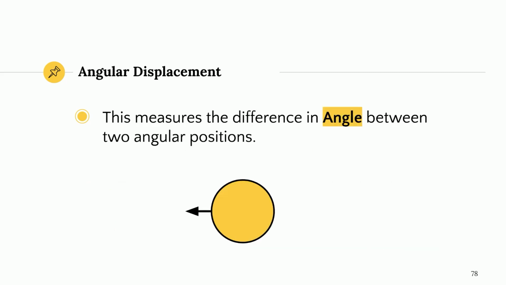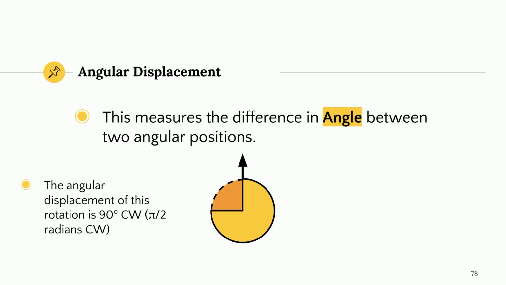Angular displacement. This measures a difference in angle between two angular positions. So in this case, this circle with the arrow pointing forward is going to rotate 90 degrees. The angular displacement of this rotation is 90 degrees clockwise. Remember, it's a vector, so direction is important.